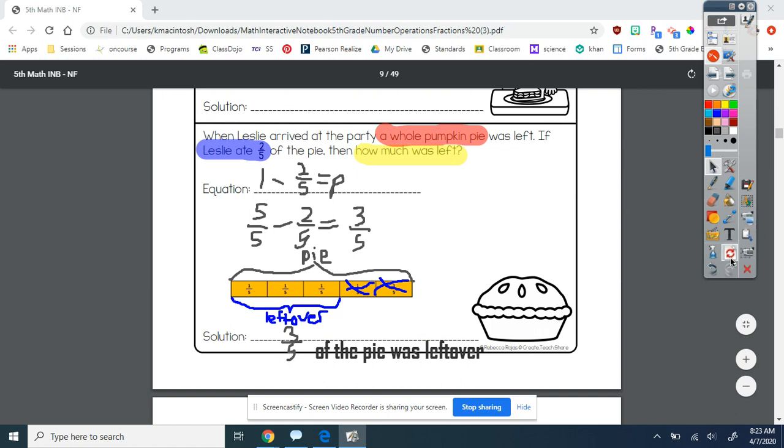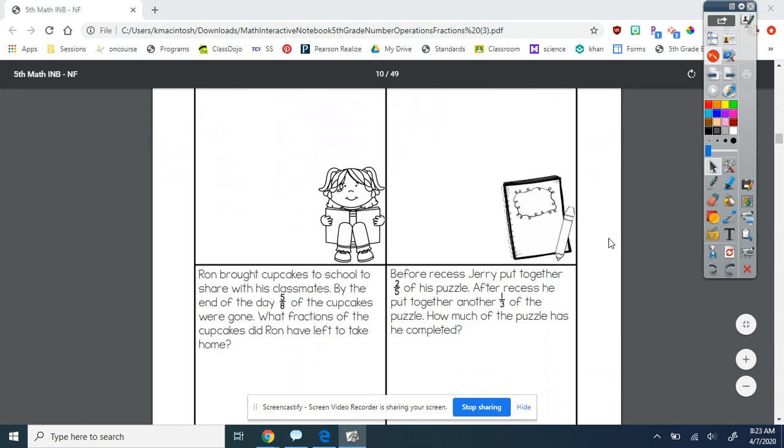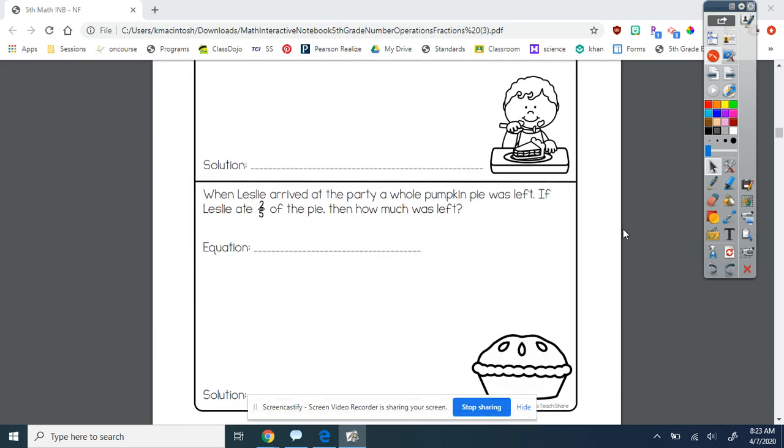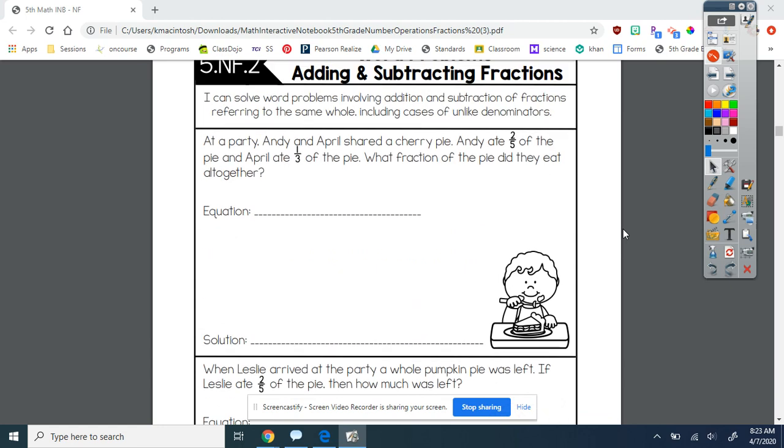Please do the rest of the questions on the next 4 slides. Use a model if you're given one, and let me know if you have any questions at all.